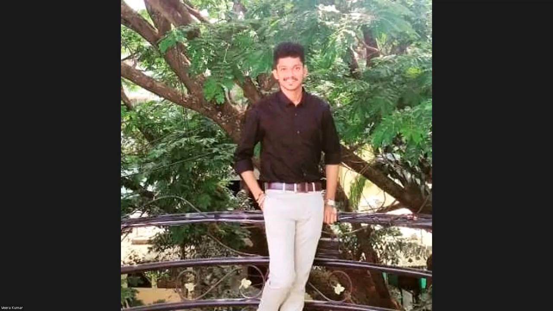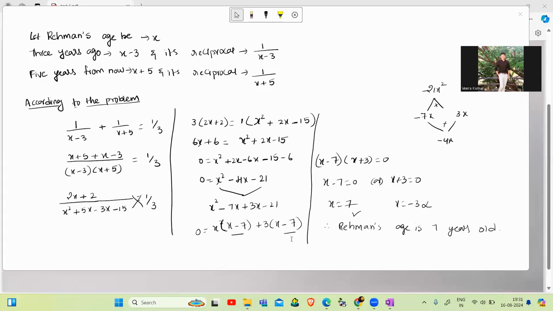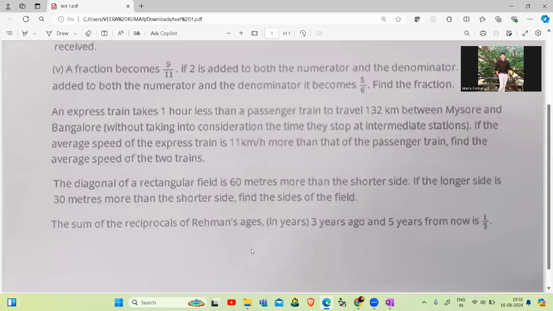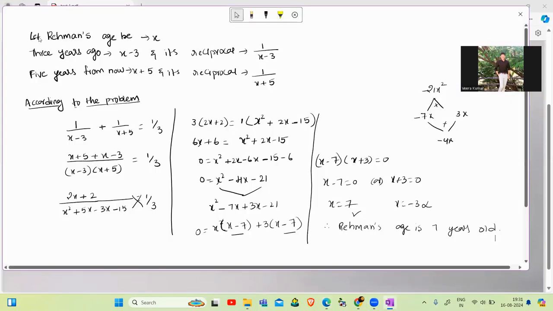The one question which is pending, we will do that. I will read it out. The sum of reciprocals of Rahman's ages 3 years ago and 5 years from now is 1 by 3. We will see the answer now. Let Rahman's age be x. 3 years ago, that means x minus 3, and its reciprocal is 1 by x minus 3. Next, 5 years from now, that means x plus 5, and its reciprocal is 1 by x plus 5.